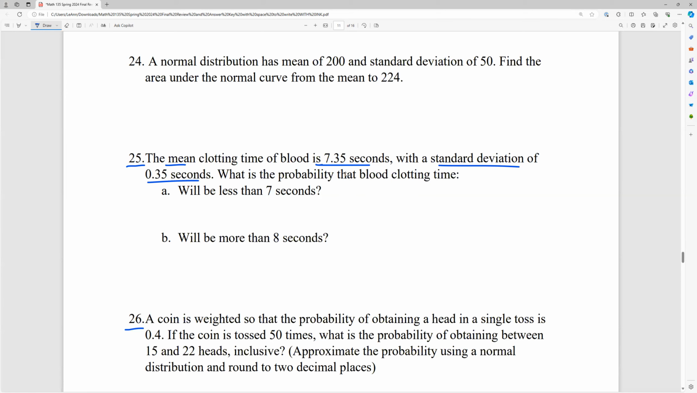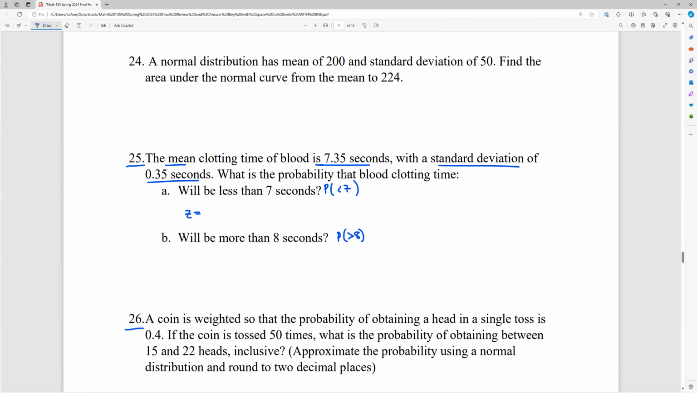So we want to do less than 7 seconds. That's one of the questions. So what's the probability that we're less than 7 seconds? And then more than 8. Notice neither one of those is including the endpoint, but when you're doing the normal distribution, that doesn't really matter. You just use the formula for a z-score.